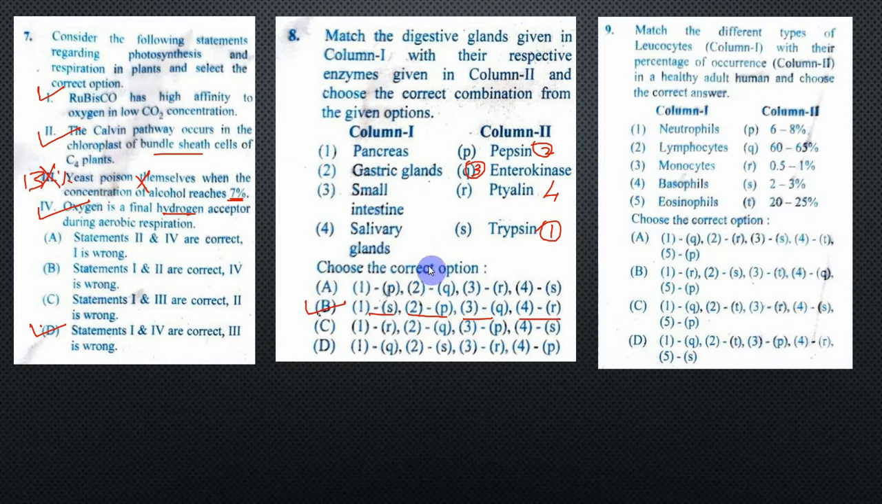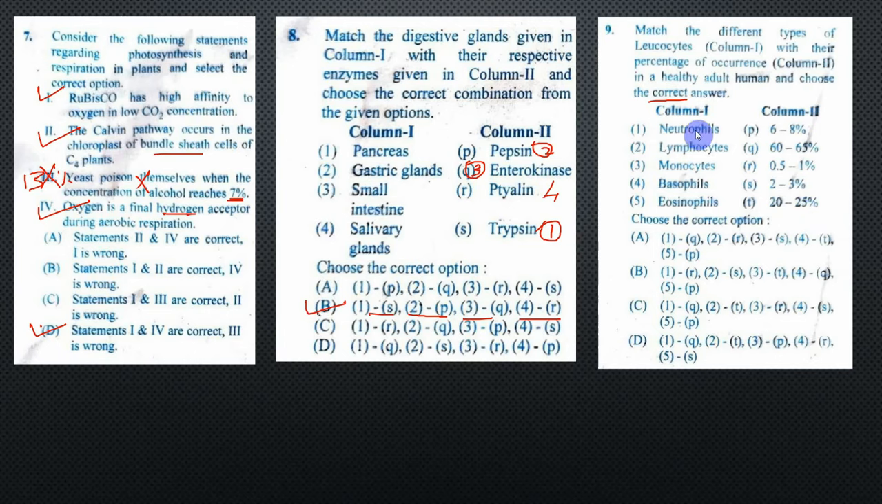Now moving on, ninth question. Match the following different types of leukocytes given in column 1 with their percentage of occurrence in column 2 in a healthy adult human and choose the correct answer. Column 1 has neutrophils, lymphocytes, monocytes, basophils, and finally eosinophils. Column 2 has 6 to 8%, 60 to 65%, 0.5 to 1%, 2 to 3%, and the last one is 20 to 25%.